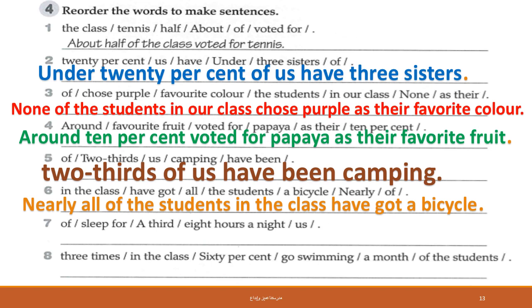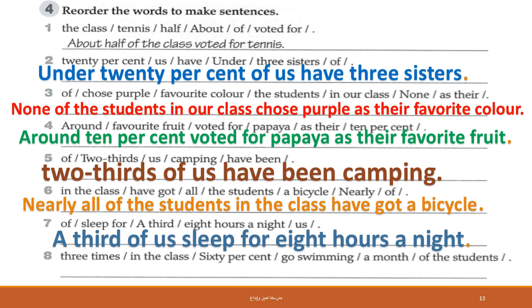7. Of sleep for a third 8 hours a night as. We start with a third, capital letter. A third of us. After a third, the fraction, use of. Sleep for 8 hours a night.